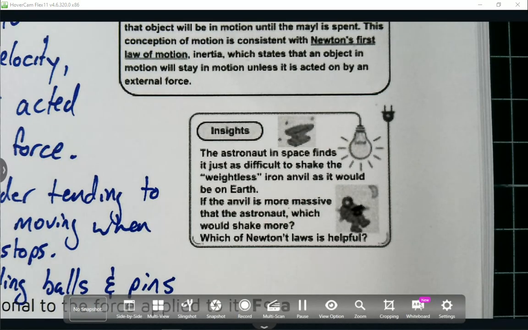There's an astronaut in space. We say weightless in quotes because obviously it's in free fall in orbit around the Earth. But they shake an anvil. I mean, this is very like a Bugs Bunny cartoon kind of situation, but you're in space. Why did you take an anvil there? Who cares? That's a side issue, okay? But you're in space and you have an anvil and you shake it. It's hard to move the anvil. What's the property that the anvil has that makes it hard?